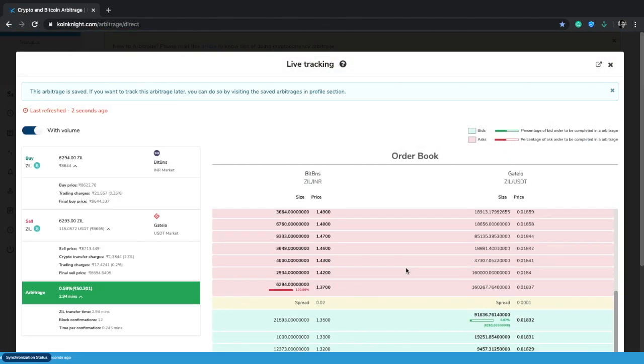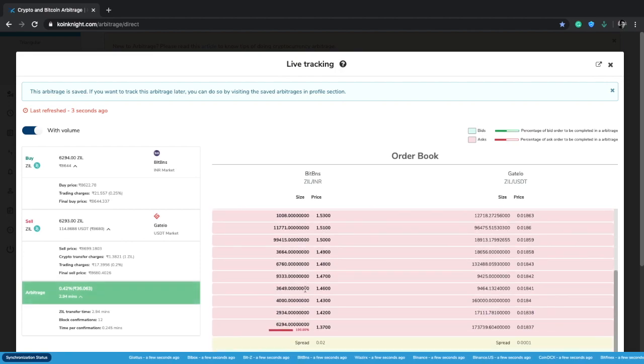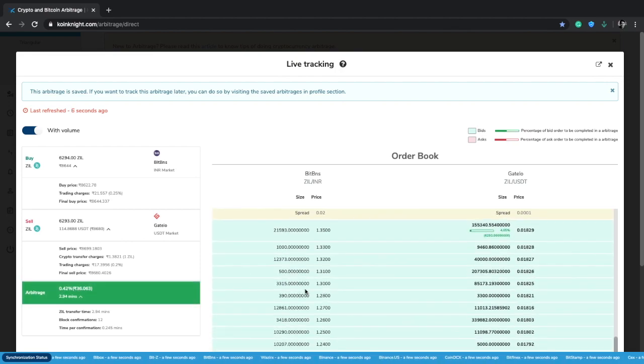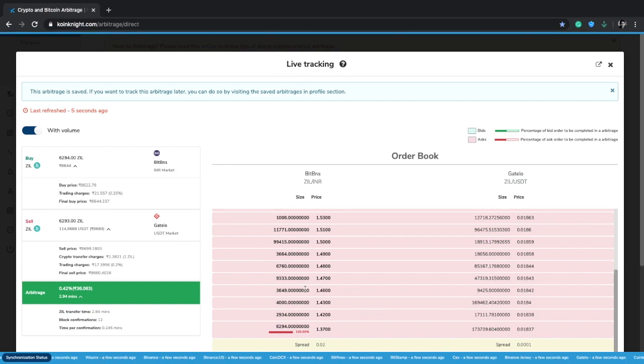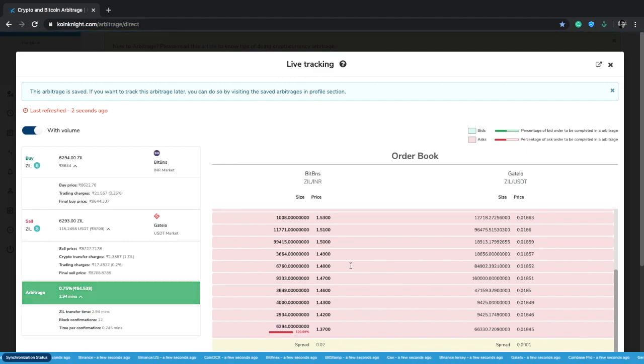Now, did you see the changes in the order book section? We are specifically telling you how much to buy and sell and at what prices for different levels in the order book. Now, isn't it a great tool to have that saves lots of time and calculation and tells you everything you need to know to do the arbitrage?